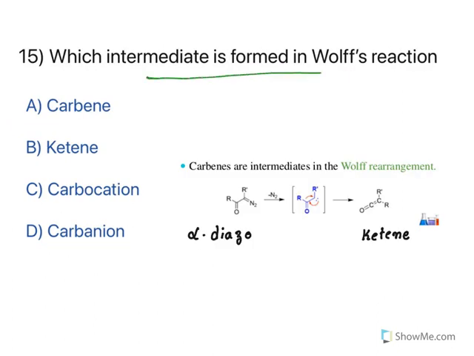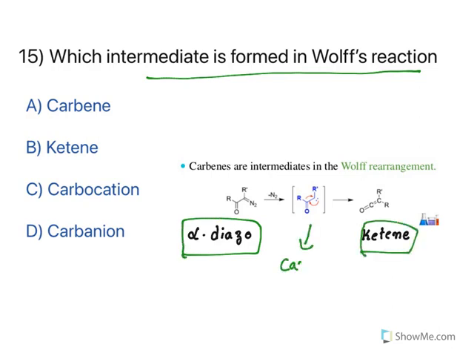Now, which intermediate is formed in the Wolff reaction? See, in the Wolff reaction, a diazo compound is converted to ketene, but the intermediate is carbene. There is an intermediate generation of carbene. So option A is the correct answer.